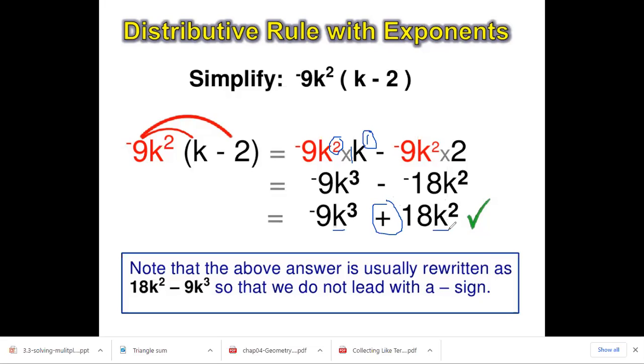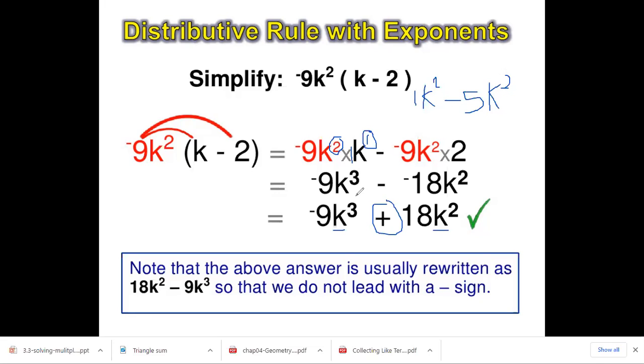Is this like terms or unlike terms? K to the power of 3 and k to the power of 2 are unlike terms. We can't add them together. But if I would say k to the power of 2 minus 5k to the power of 2, we can add them together. This is k to the power of 2 and this is k to the power of 2, so these are like terms, right? If they are like terms, we can add them together.